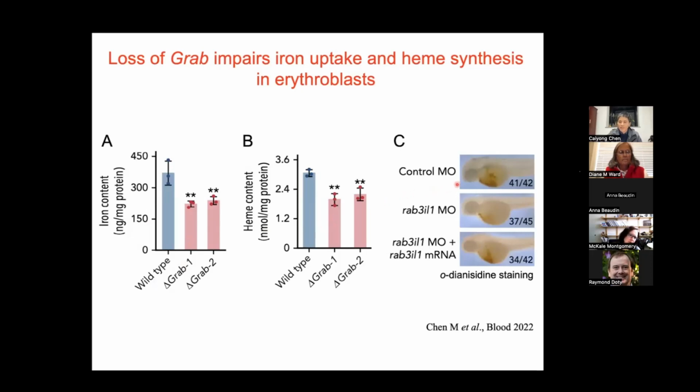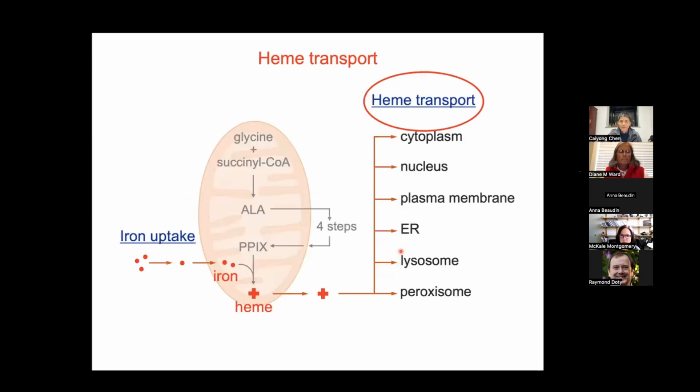In zebrafish embryos, knockdown of the GRAF homolog called RAB3IL1 by morpholino oligos can lead to an anemia phenotype. And this phenotype can be rescued by co-injection of the mature form of RAB3IL1 mRNA. So this data suggests that GRAF plays a critical role in efficient iron uptake in developing red blood cells. Today, I'm going to focus my talk on heme transport.